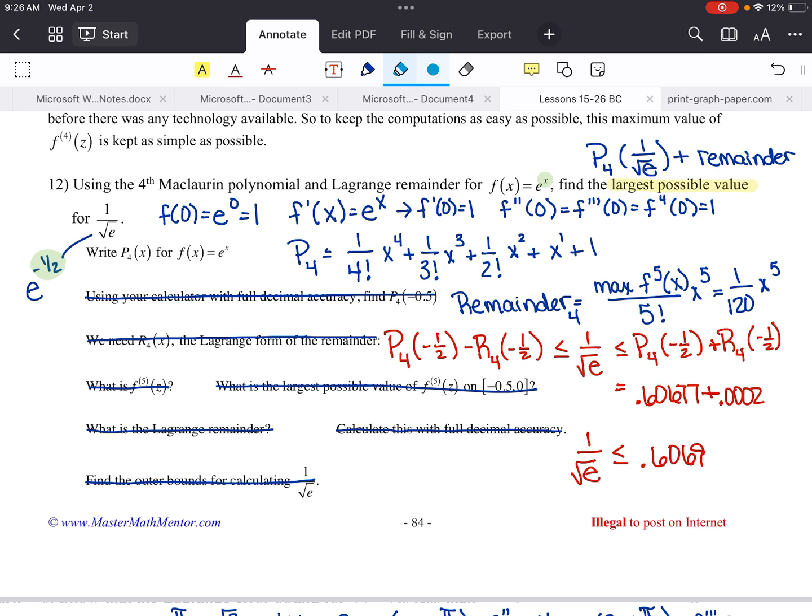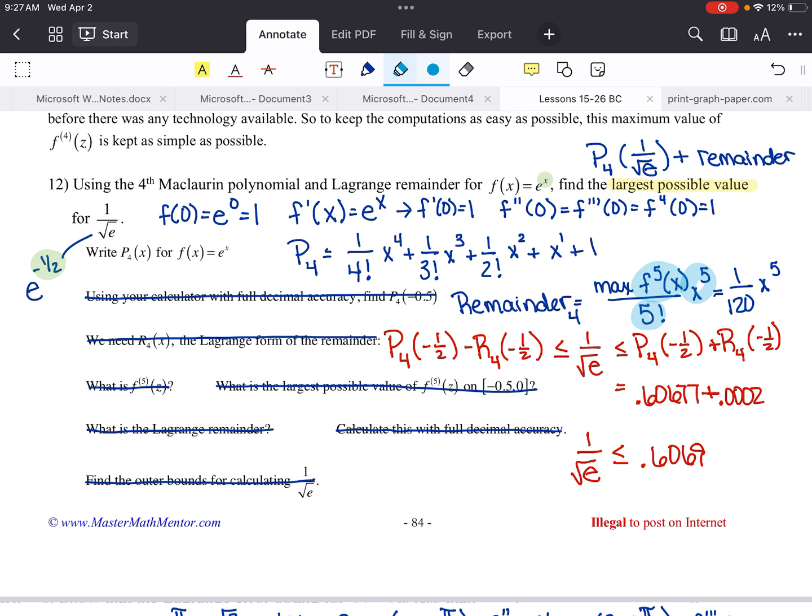We want to know the maximum value, so I want to know what is the most that the error could be. What's the biggest value that I could have for the error? Well, I did a polynomial of degree 4, so where does the error come from? It comes from term number 5. So I need the fifth derivative over 5 factorial x to the fifth. Well, how big could the fifth derivative be?